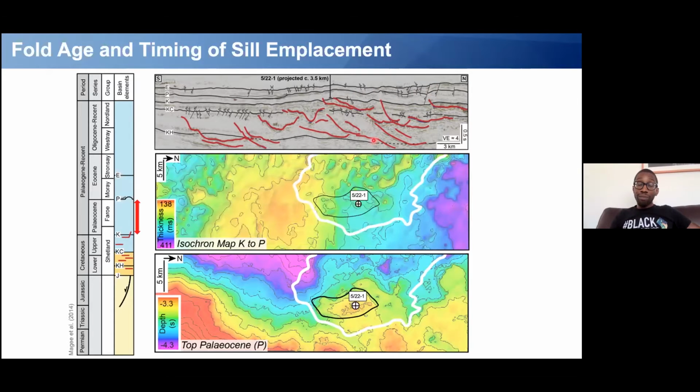This is the Paleocene isopack, so the thickness of the Paleocene rocks around this fold. Yellow is thin, this area over here is purple and it's thick. You can see maybe there's a bit of thinning across the fold, but it's not too pronounced.